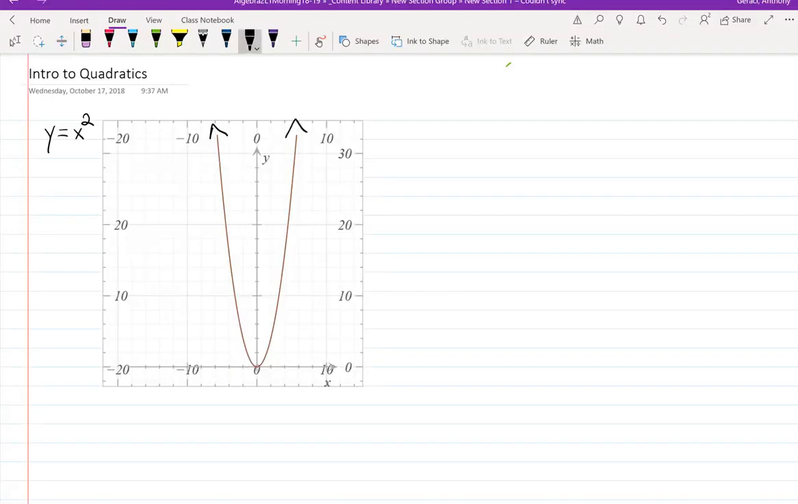Okay, boys and girls, this is going to be your intro to quadratics. So then tomorrow during class, we can just get to work on what we need to do.